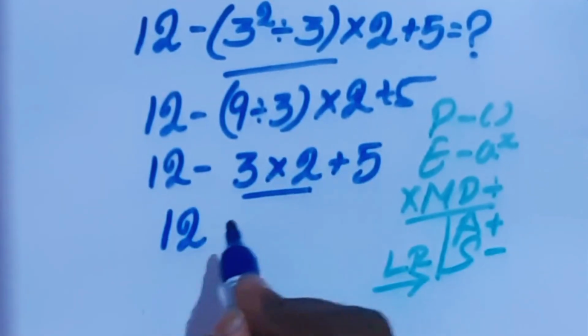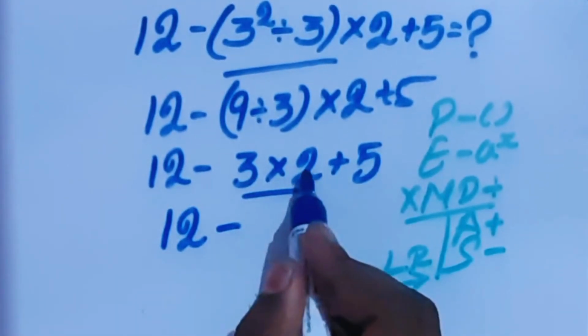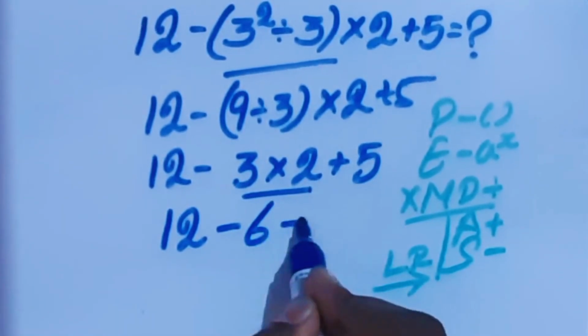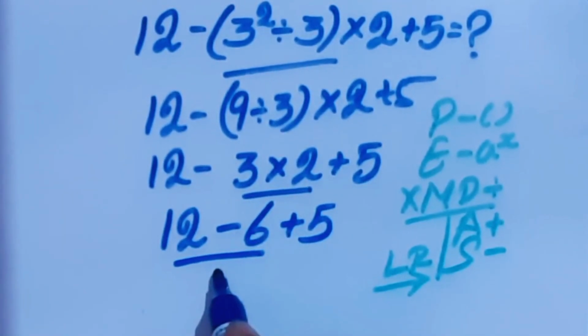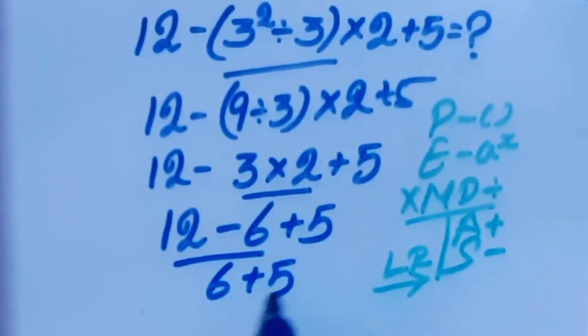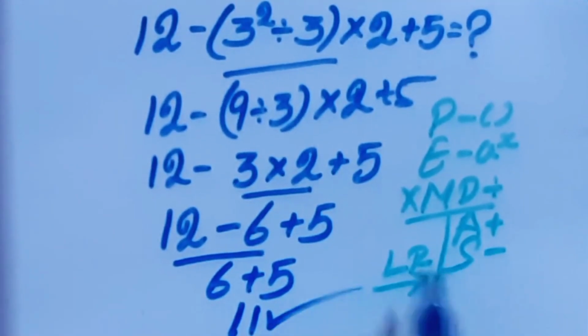So we have to do this multiplication before the addition and subtraction. So 12 minus 3 times 2 is 6, plus 5. Here 12 minus 6 is 6, plus 5. Here 6 plus 5 is 11, which is the correct answer.